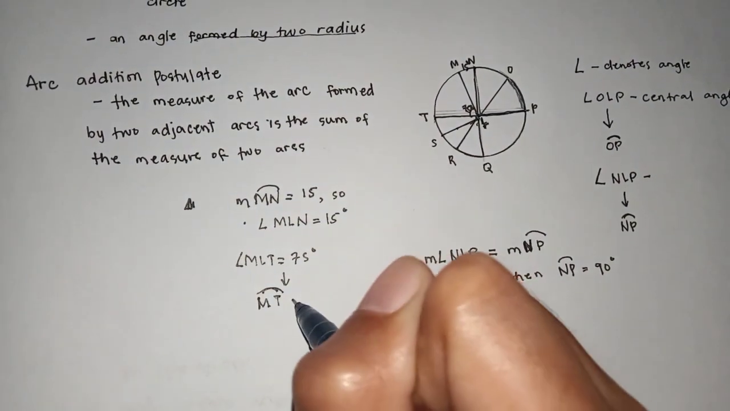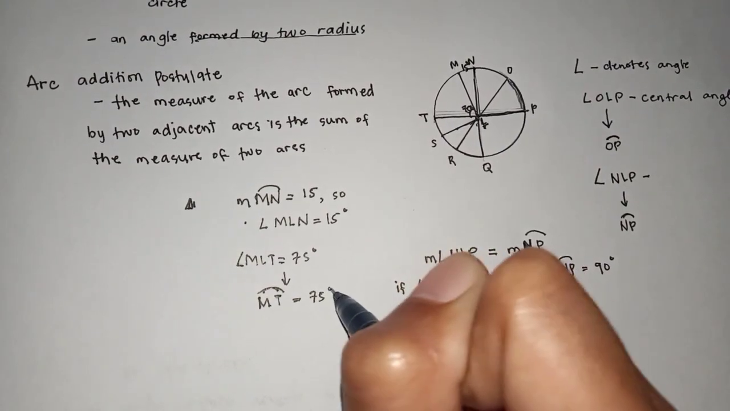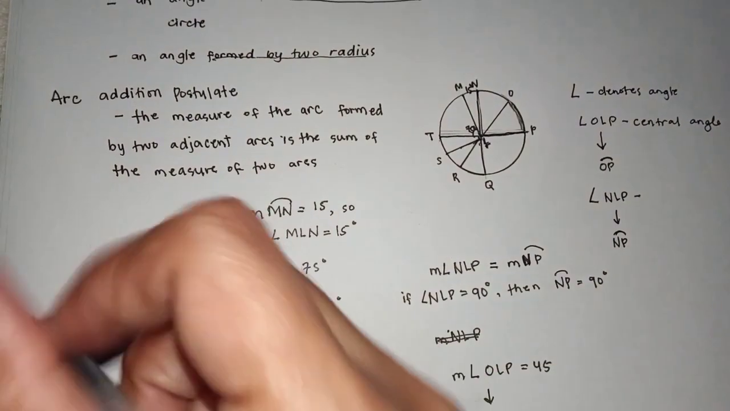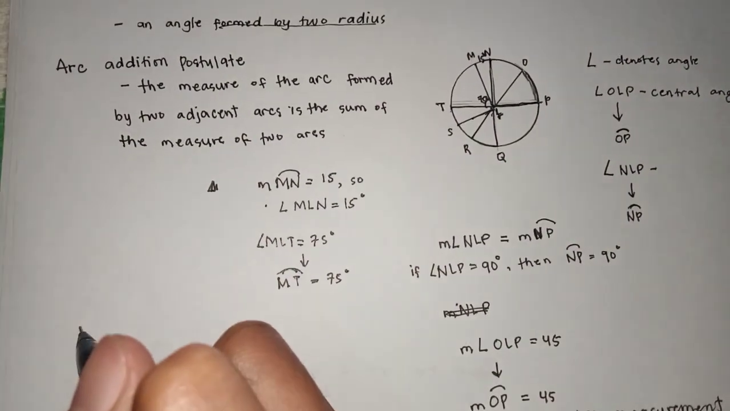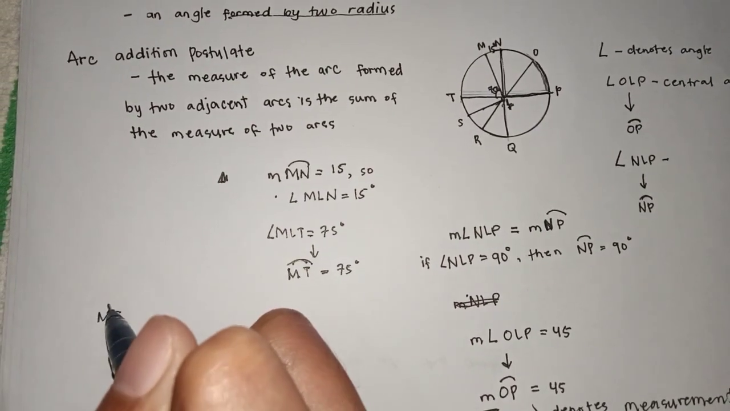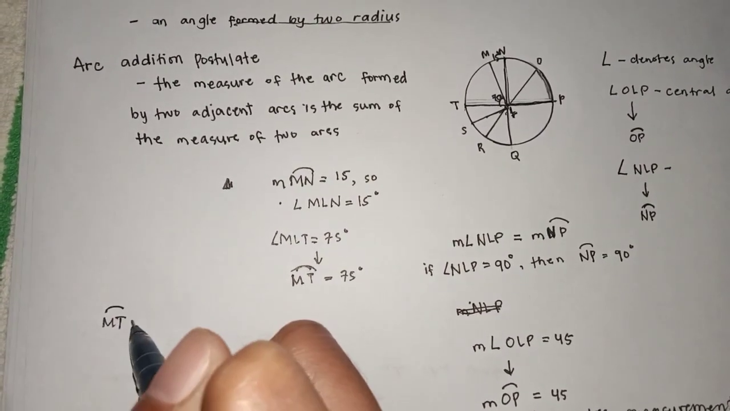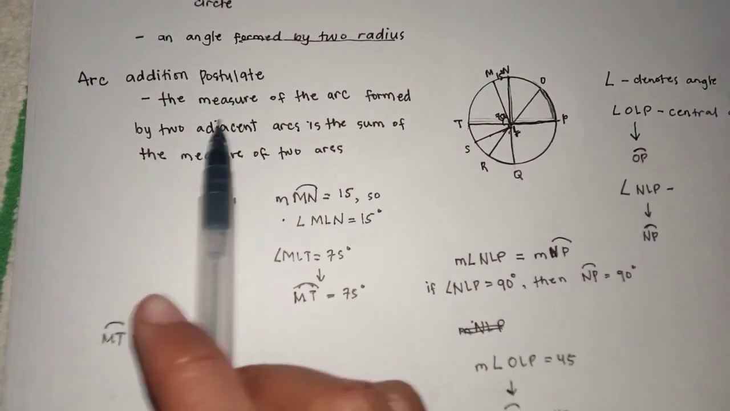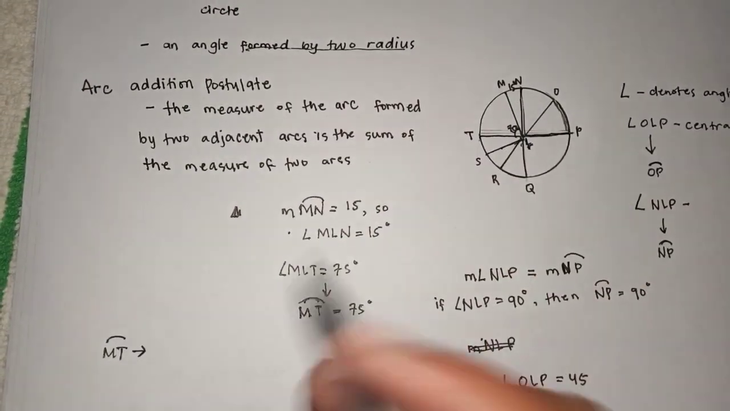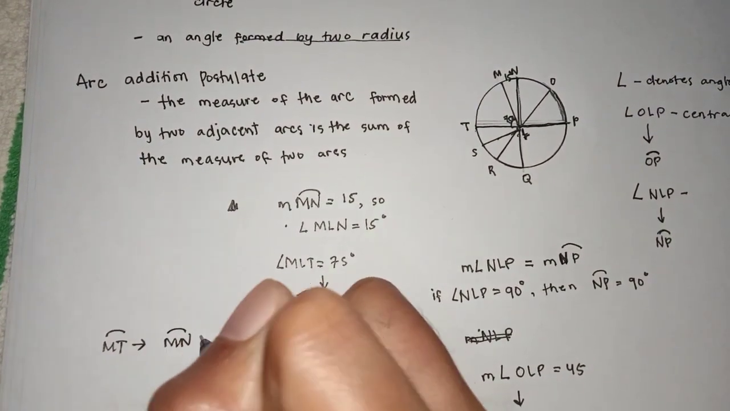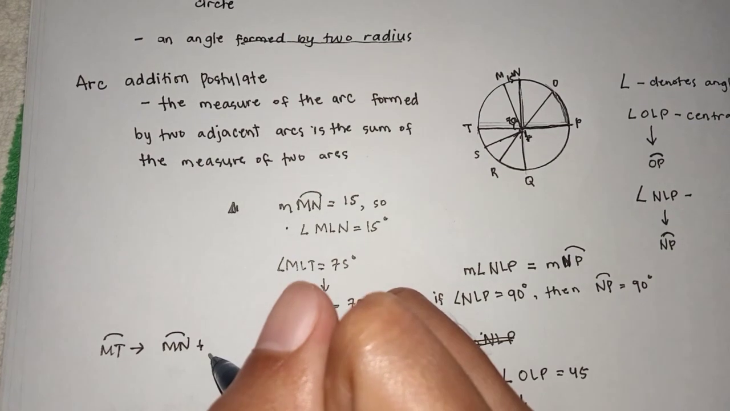Now, to find the arc TN, we need to... sorry, I made a mistake. It is TN, not TM. Okay, it will be corrected in a few minutes.